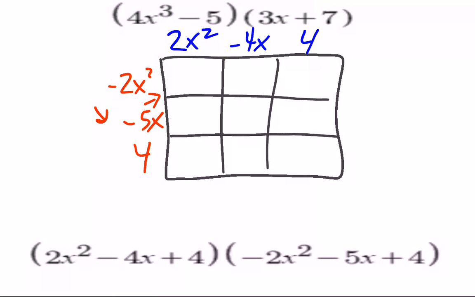This is just going to be multiplying 9 times. Negative 2x squared times positive 2x squared would give me negative 4x squared. Negative 2x squared times negative 4x would be a positive 8x cubed. Then this would be negative 8x squared. And now I'm going to multiply the top by negative 5x. So that would give me negative 10x cubed.